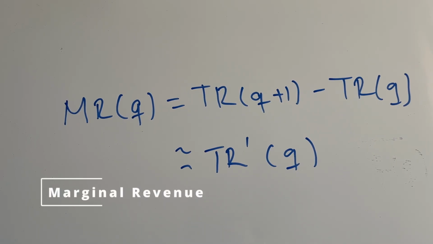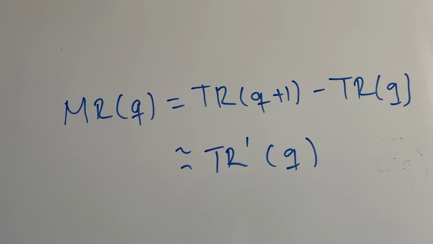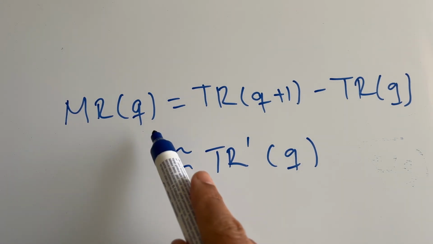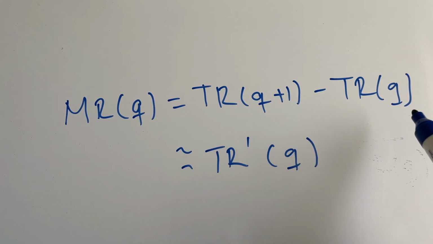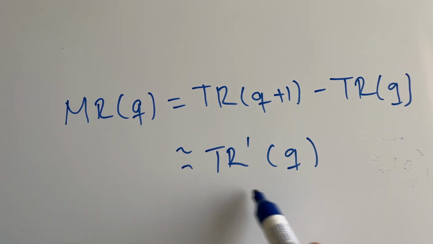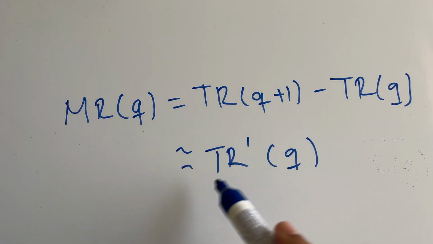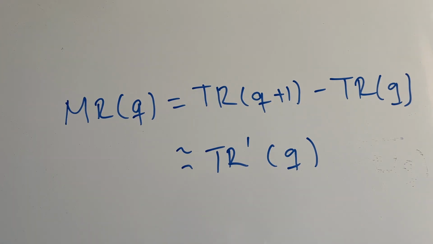In a similar way, the marginal revenue of selling q items is the difference between the total revenue of selling q plus 1 minus the total revenue of selling q, which is approximately the derivative of the total revenue function at point q.